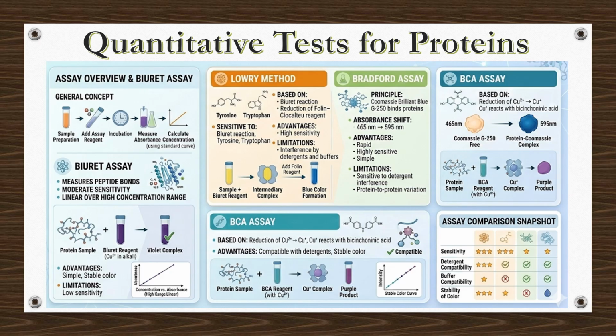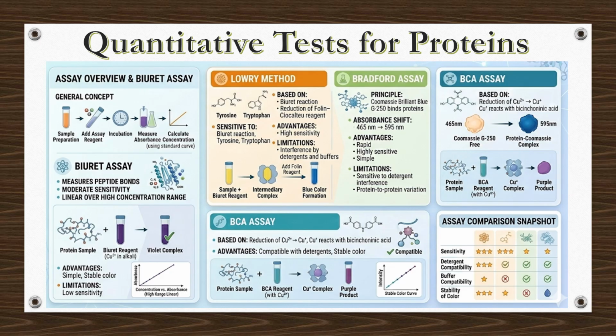residues may be underestimated. The biuret assay, based on reaction of peptide bonds with copper ions in alkaline solution, produces a purple complex measurable at 540 to 550 nanometers. Though relatively insensitive and requiring large amounts of protein, it is reproducible and widely used in clinical chemistry for serum protein determination.